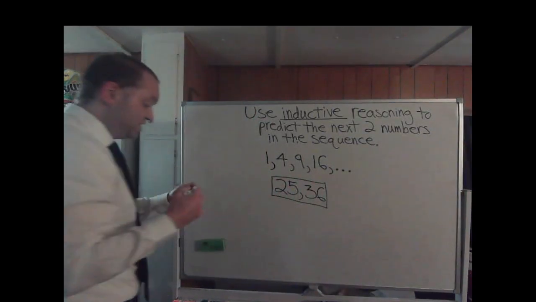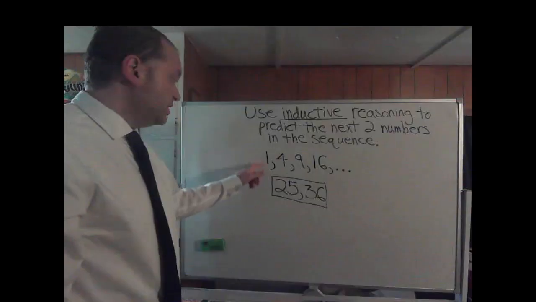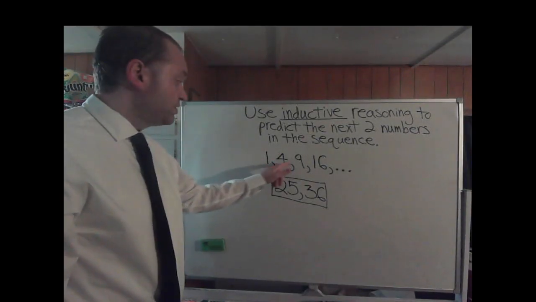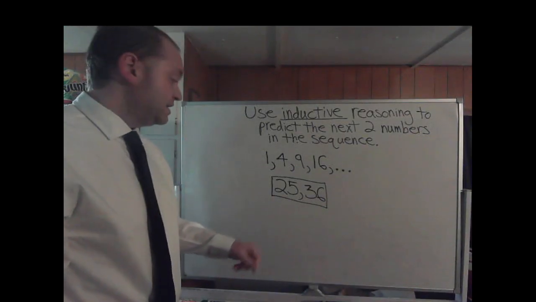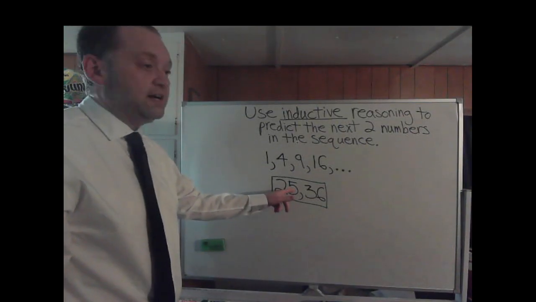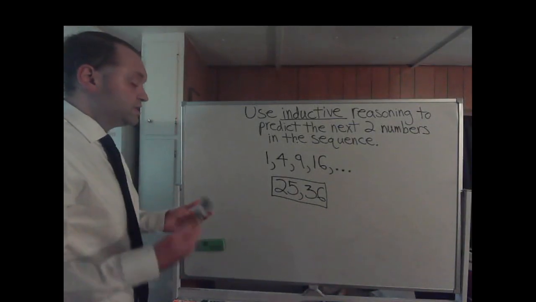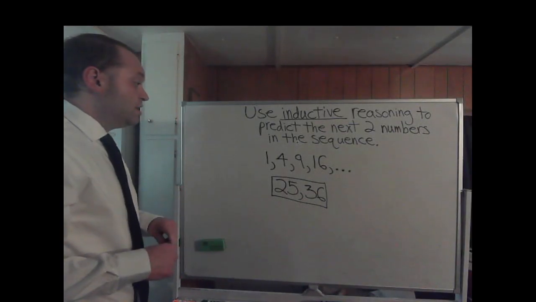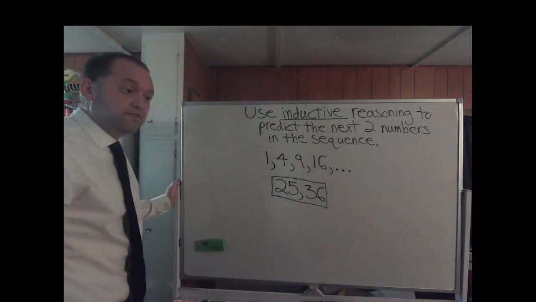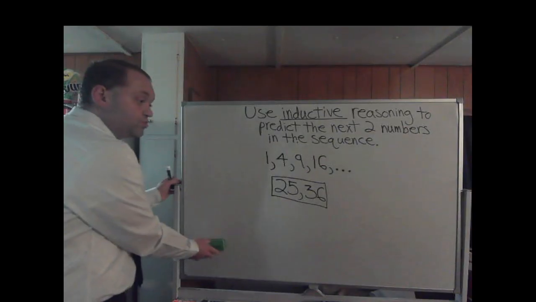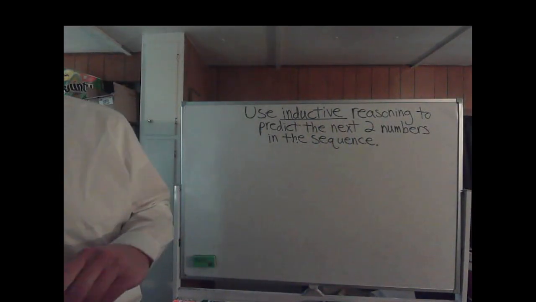Or another way you could have said this, we could look at this and say, well, isn't 1 squared 1, 2 squared 4, 3 squared 9, 4 squared 16? So then we could conclude the next number would be 5 squared, which is 25, then the next number 6 squared, which is 36. You could have gone either route. But based on inductive reasoning, it looks like the next 2 numbers would be 25 and 36. But then again, we don't truly know that. But more than likely, that's what it is.